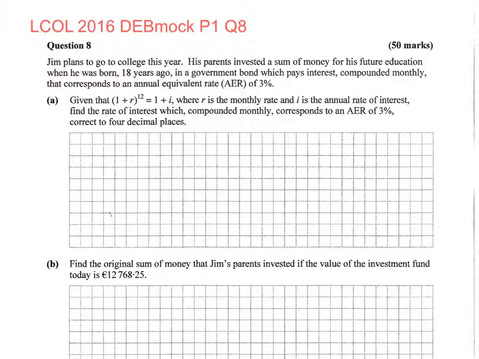So this question is basically a sort of arithmetic, compound interest type question. Finance, you can see it as being geometric series and sequences, but basically it's just basic finance with compound interest. So we're told about 3% AER, and this is an investment that's been going on for 18 years.